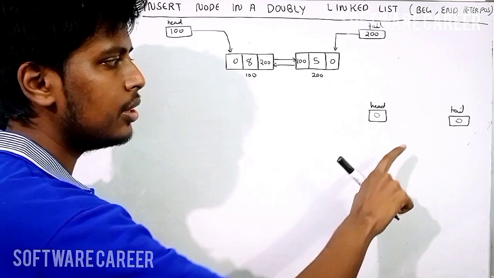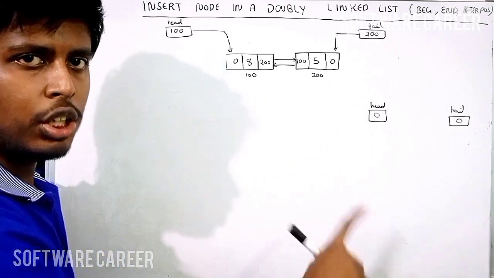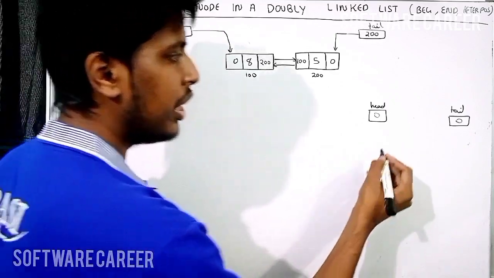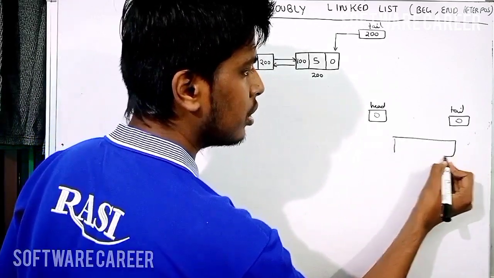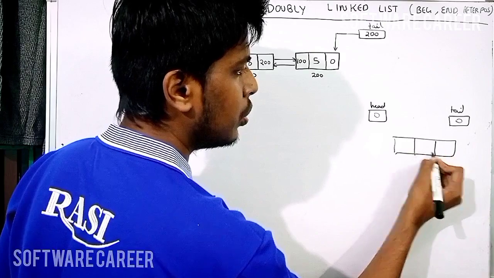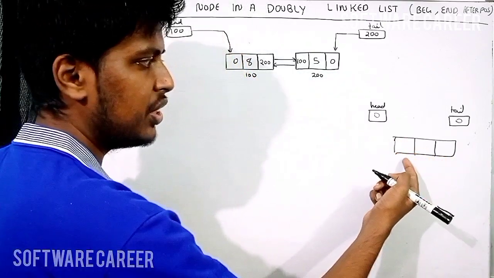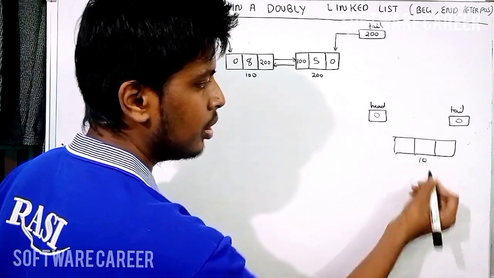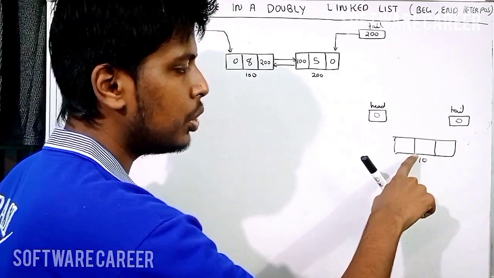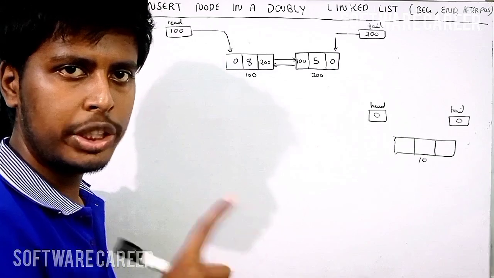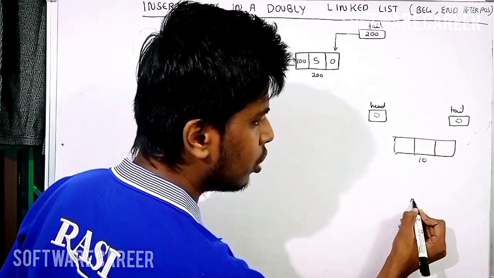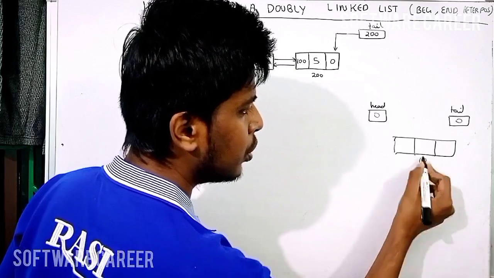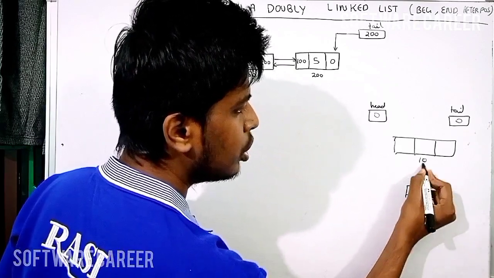Now let's see in this case how to insert a new node at the beginning of a doubly linked list. First I want to create a new node. This is the first step. I have to create a new node of this structure which contains three parts. Let's say the address of this node is 10. How should you access this new node? You need a pointer. So I am creating a pointer called new node, and this pointer stores the address of the new node, that is 10. So it points towards this node.